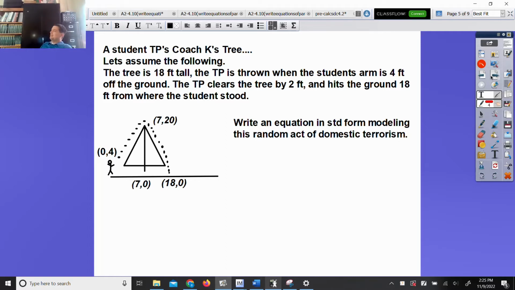All right, here we have some domestic terrorism. Oh, lovely. Let's say Coach K's. That's what it says. Hey, I TP'd his house last year. Student TPs Coach K's tree.